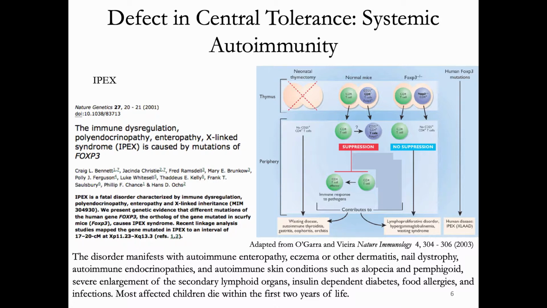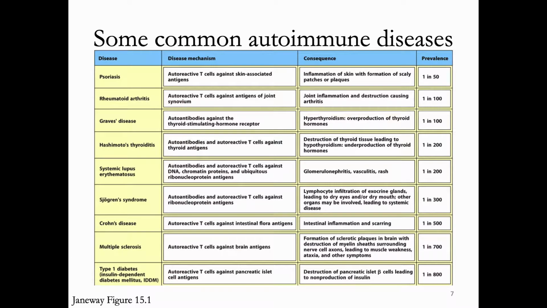So at this point, we can think a little bit about autoimmune disease, and we're going to see this table twice. Here are a list of some very common autoimmune diseases, and in the column on the right-hand side, you can see the prevalence of those autoimmune diseases. So you can see that 1 in 50 people have psoriasis. You can see 1 in 100 people have rheumatoid arthritis, for example.